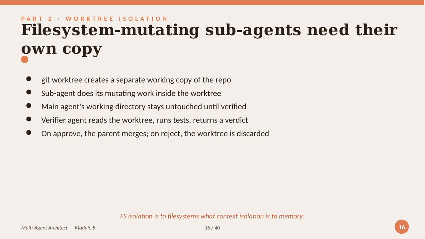Worktree isolation. The file system analog of context isolation. When a subagent mutates files, it should do it in a separate working copy of the repo. A Git worktree. Same repo, separate working directory. The main agent's actual working directory stays untouched until the subagent's work is verified. How it works in practice. Main agent creates a worktree at worktrees/builder001. Builder subagent does its mutating work inside that worktree, runs the diff, writes the files, makes the changes. Verifier subagent reads the worktree, runs tests, returns a verdict.